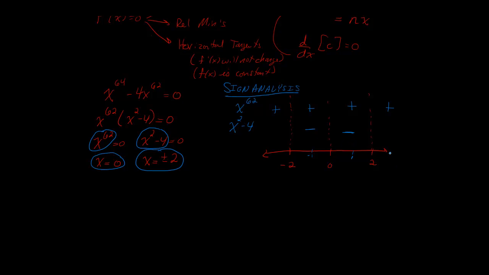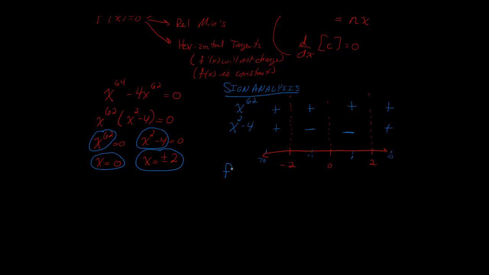If I pick a value like 10 over here, 10 squared is 100 minus 4, which will be a positive 96. Picking a value like negative 10 over here, we're going to have negative 10 squared, which will be 100 minus 4, another positive value. So I have been able to determine my sign analysis just by plugging in values that fall between these domain values. So now if I want to determine my actual sign analysis, I'm going to multiply these signs together.